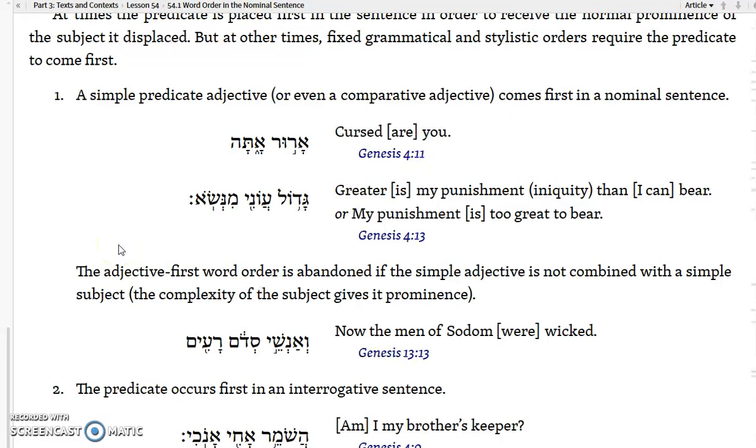Or Gadol avoni mi naso, great my transgression or my punishment from bearing. You have infinitive nasa, lift or bear, and preposition min attached to it. So my punishment is too great to bear, is the sense of that. Well, again, Gadol comes first in this kind of sentence.